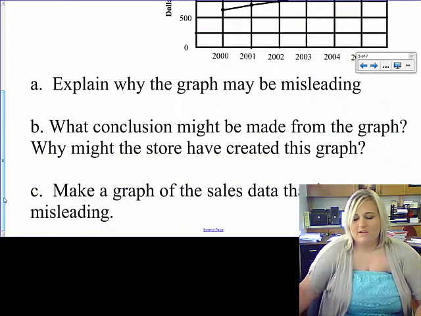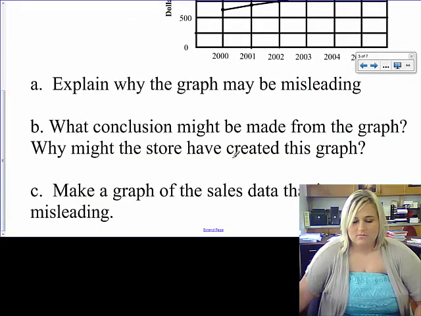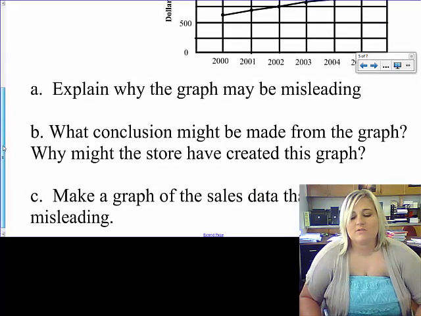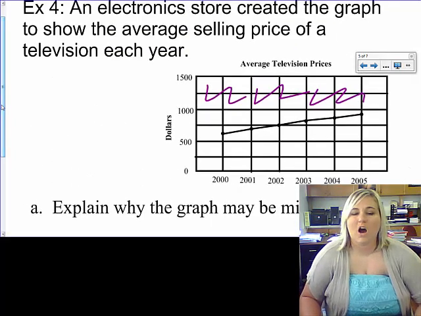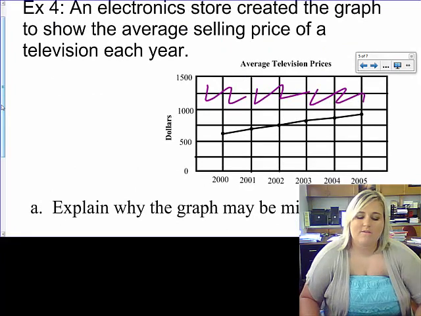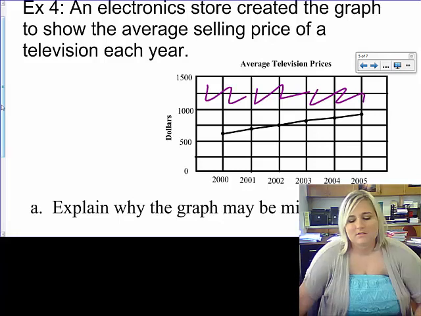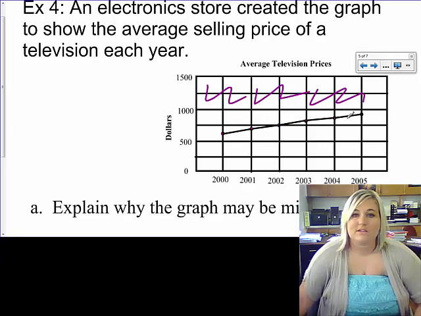On C, it says to make a graph of the sales data that is not misleading. So this is something that I want you to do on your own paper. I would recommend using increments of about 100 instead, and have 10 different marks for them. And you're going to have to guess pretty close about where these things are. We talked about it, but you can get pretty close, and I want you to create your own using a 100 increment scale.